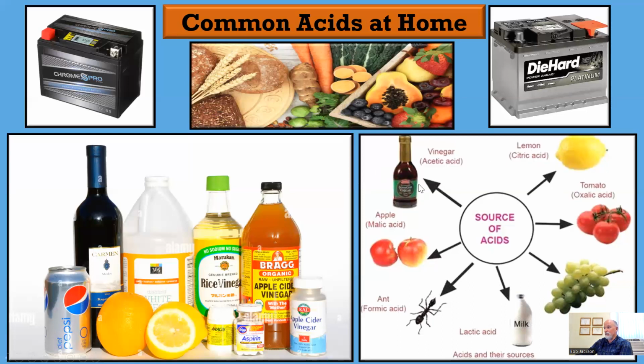All your fruits and many vegetables have acids in them. Like in tomatoes, you have oxalic acid, citric acid in lemons and limes and oranges. And then apples, you have malic acid. So those are common acids at home. I don't know that you'd have elementary kids know these names, but you could have them know that apples and oranges and their fruits all have acids in them. You might get them to know citric acid because it's pretty common, and lactic acid in milk.